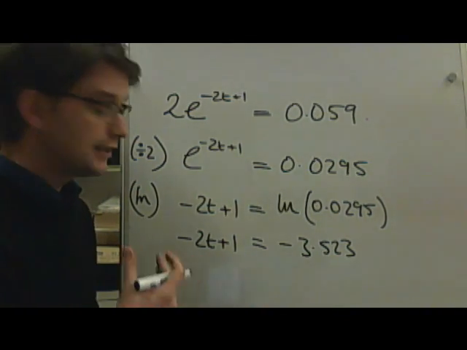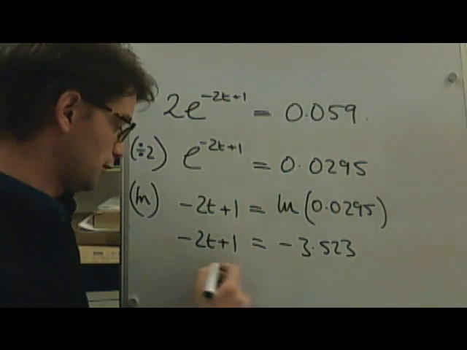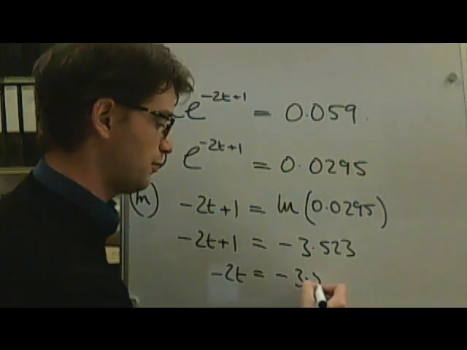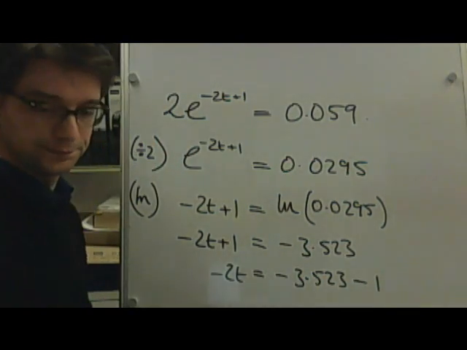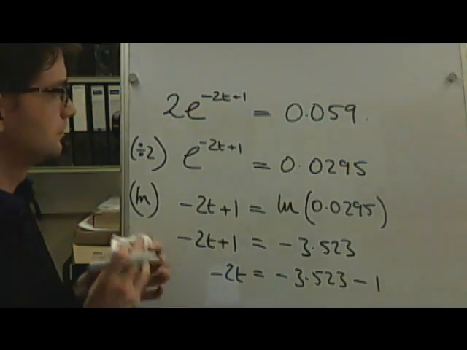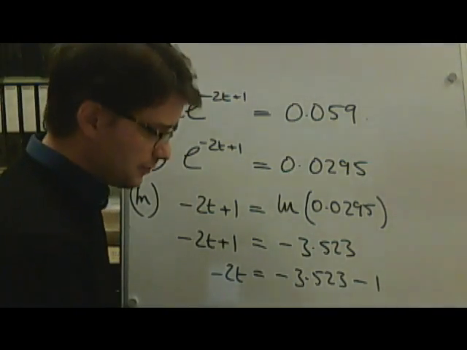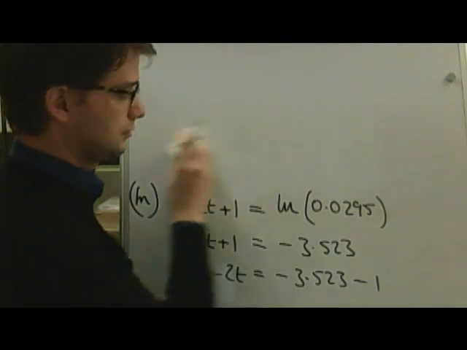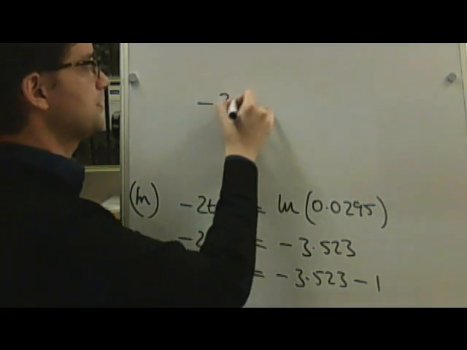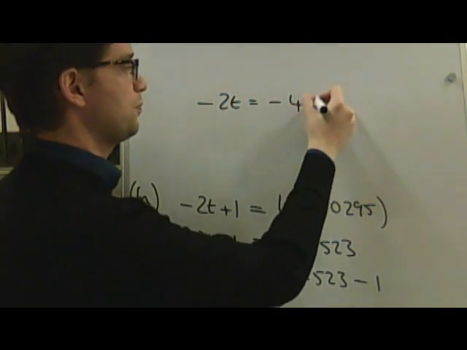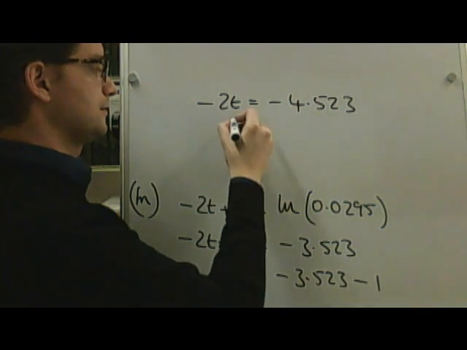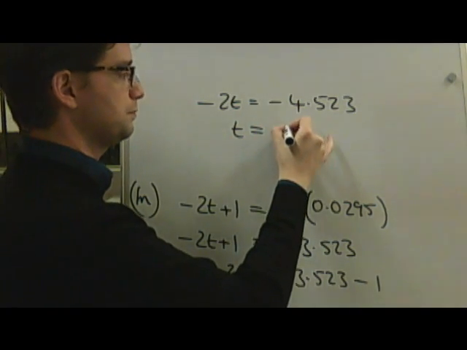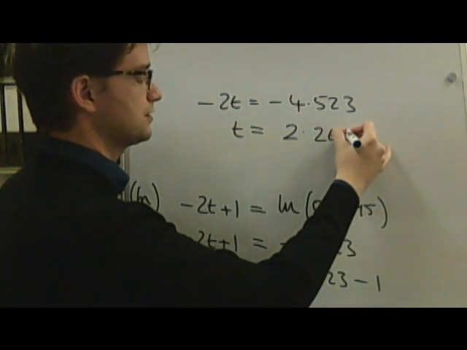And so now I've got a little linear equation to solve. I would have minus 2t equals minus 3.523 minus 1. And if you're copying this out as I go, keep going downwards. So I think I've got minus 2t equals minus 4.523. And so if I divide everything by minus 2 at this point, I'll have t equals plus 2.262.